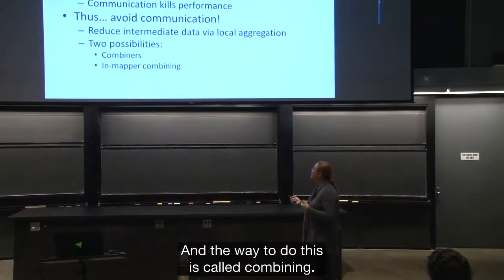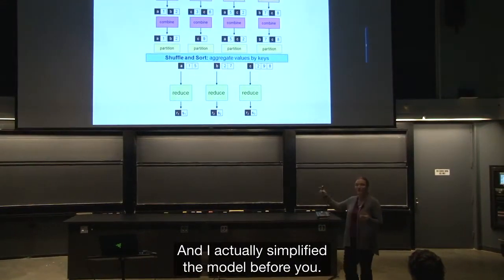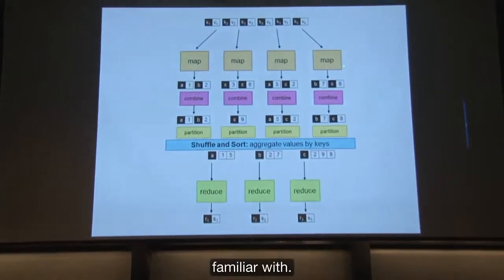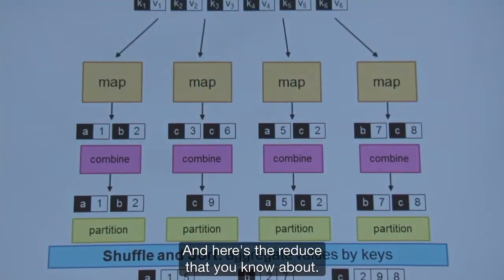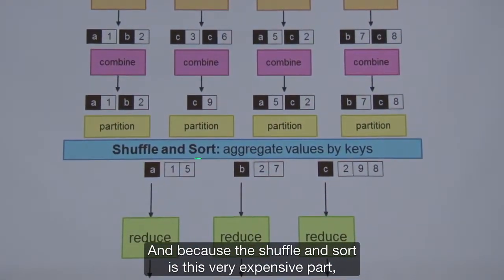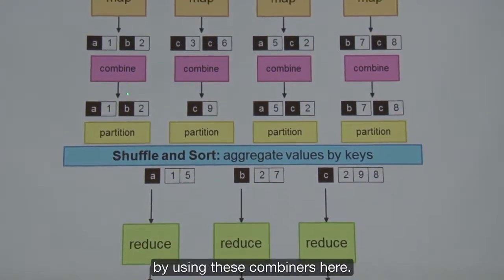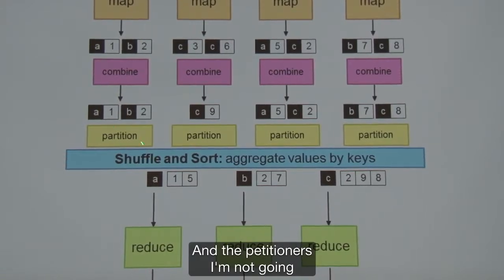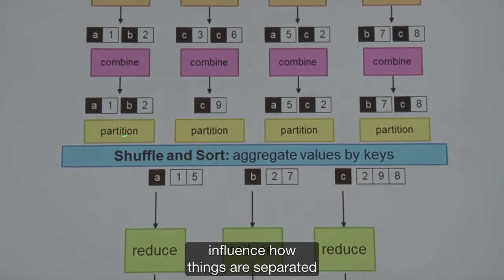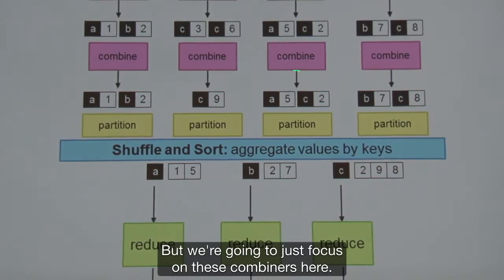The way to do this is called combining. And I actually simplified the model before. This is the real MapReduce. So you see there's the mapper that we're already familiar with, and here's the reduce that you know about, and here's the shuffle and sort. Because the shuffle and sort is this very expensive part, you can try to reduce the workload by using these combiners here. The partitioners I'm not going to talk about in this lecture, but with these you can basically influence how things are separated for the shuffle and sort. We're going to just focus on these combiners here.